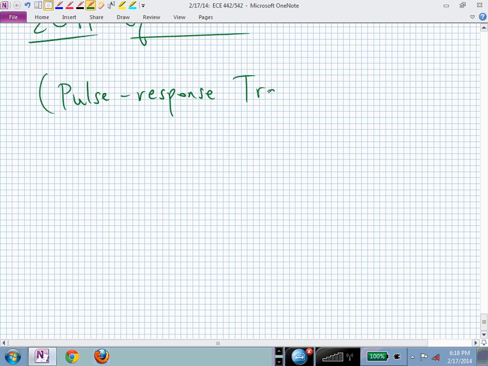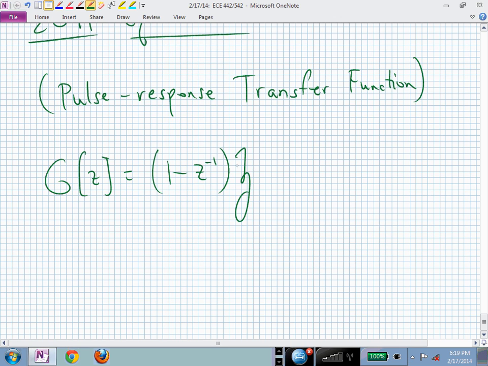pulse response transfer function is what we will call this, or some people might call this the zero order hold equivalent. And we now are agreeing that this capital G of z is 1 minus z to the minus 1 z transform of G of s over s. So if somebody tells us what the system is, what the plant is, they've given us capital G of s. We now put one more pole at the origin. We add an s in the denominator. We give it another pole at the origin.